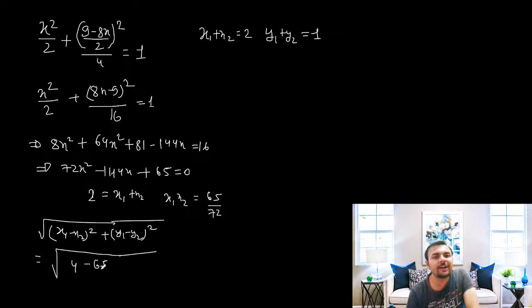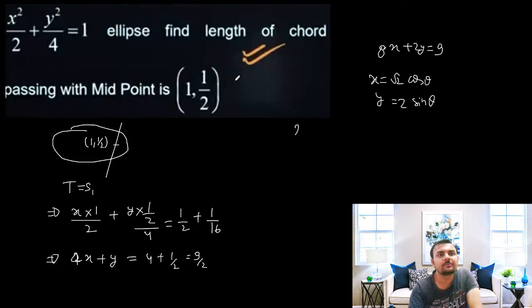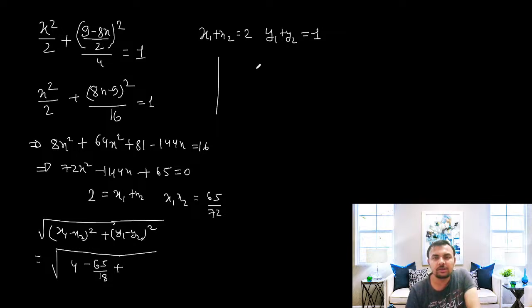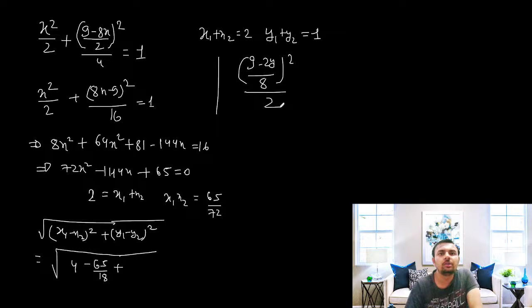Minus 65 by 18, and we have y1 minus y2. So in place of x we'll put y in the previous equation. So it is (9 minus 2y) by 8, whole square, by 2, plus y square by 4 equal to 1.